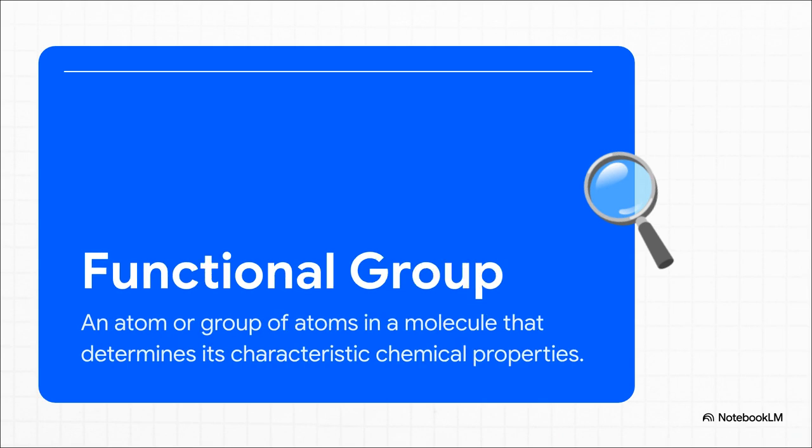So if they're all built from the same repeating blocks, what gives each of these families its unique personality? Well, that would be the functional group. This is the key part. It's the active site of the molecule. You could call it the business end. It's what dictates exactly how that molecule is going to behave and react with everything else.